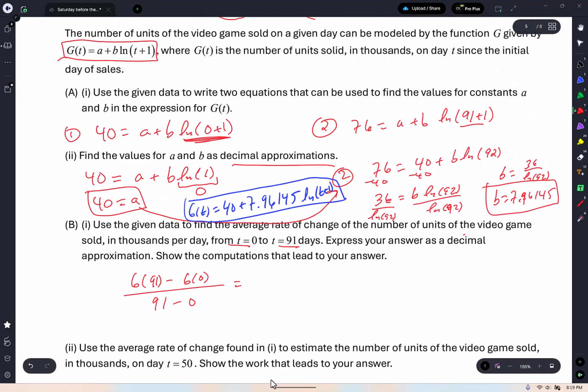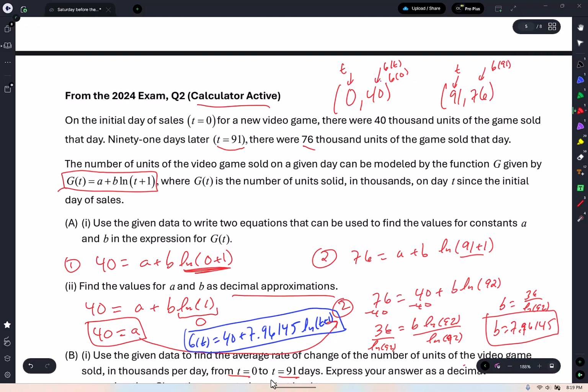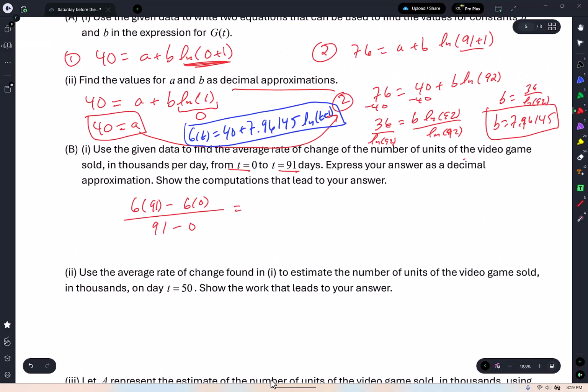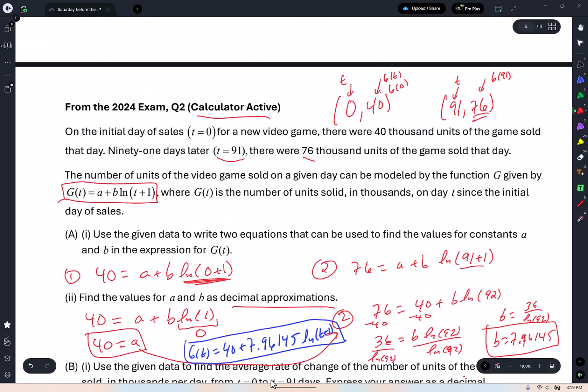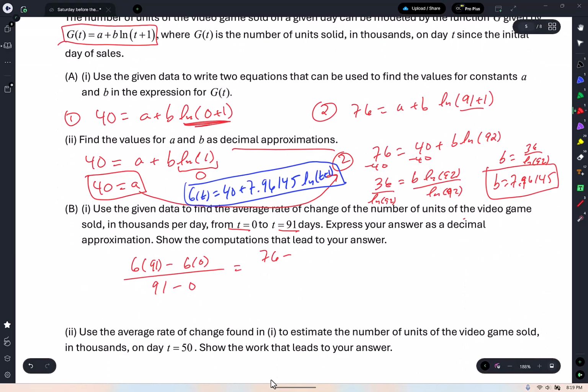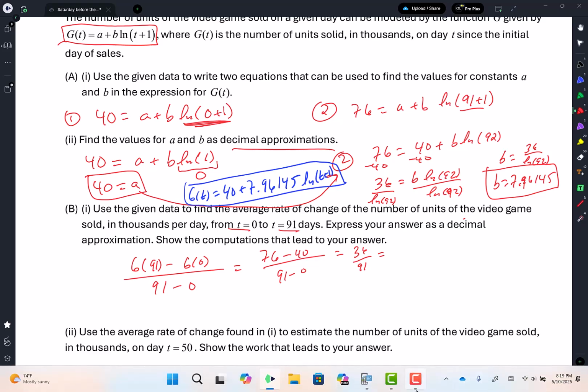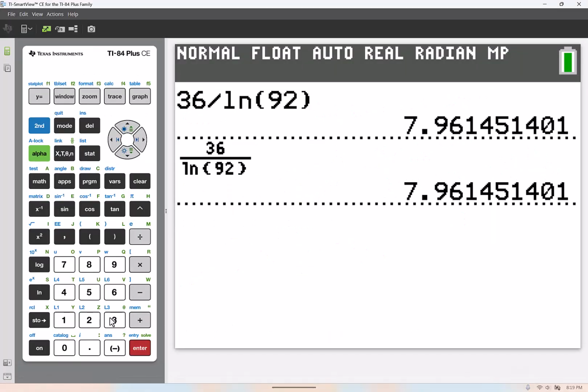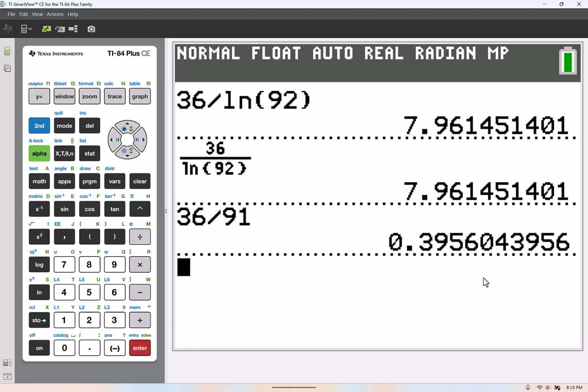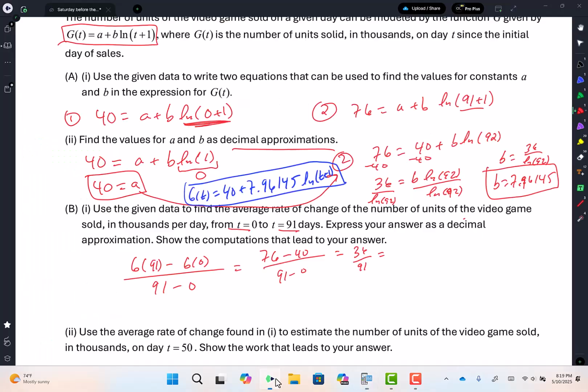So g of 91, well, you already know that. G of 91 is 76. So we're going to go 76 minus, and then g of 0 is 40. So 76 minus 40 over, and then the bottom is just 91 minus 0. So let's see what that is. So that's 36 divided by 91, and let's see what that is. I'll take my little calculator, and I'm going to go 36 divided by 91, and we get this, 0.3956.